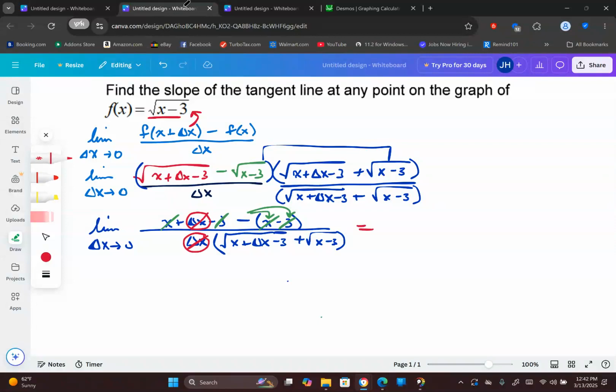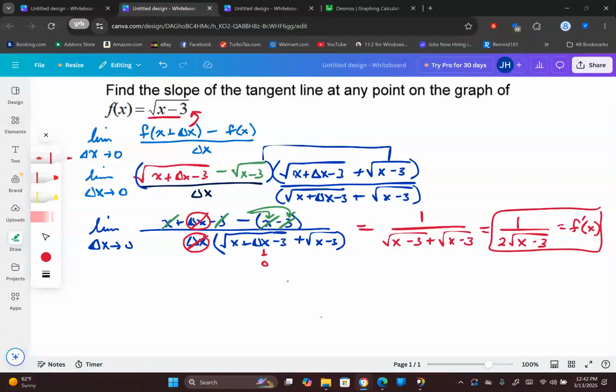So the only thing left on the top is 1. And on the bottom, delta x here approaches 0, so I get radical x minus 3 plus radical x minus 3. My final result is 1 over 2 radical x minus 3. And ladies and gentlemen, that is my first derivative of this function.